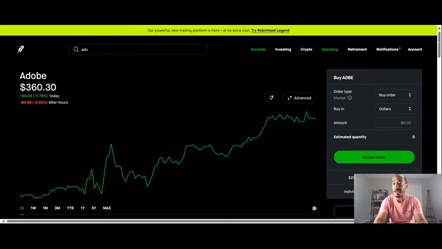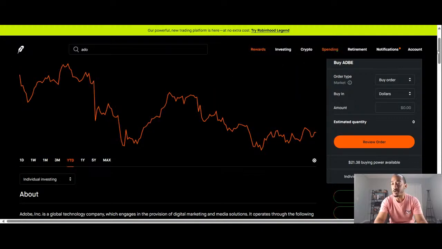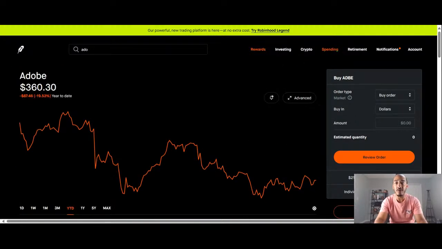So I really like Adobe for multiple reasons. Adobe has a really high gross profit margin. They maintained a gross profit margin, I believe, over 80%. So they make a lot of profit, but they're also down year to date. Adobe is down $87 year to date, which means not only are they extremely profitable, but they are on a discount. Adobe is an excellent stock to buy. Down big on a discount.